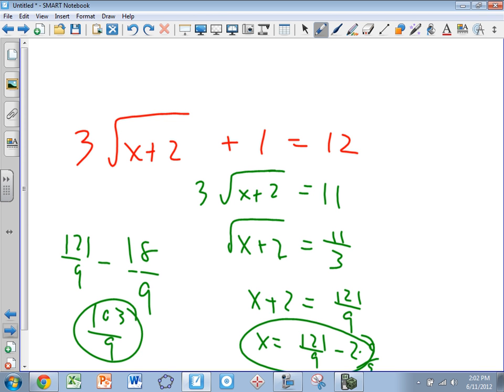So it's a decimal. How did I get 121? I squared both sides. Sorry, I didn't show that. To get rid of a radical, you got to square. So it means you got to square here. 11 squared is 121. 3 squared is 9. Okay?